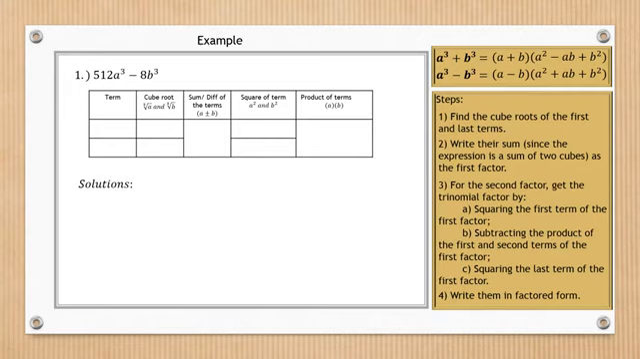Since we know that 512 is a perfect cube and 8 is a perfect cube, look at whether it is a sum or a difference. Since it is minus, this is the pattern we will follow. Actually, this is a pattern. First step, identify the terms. You have 512a cubed as the first term and 8b cubed as the last term, or the second term.